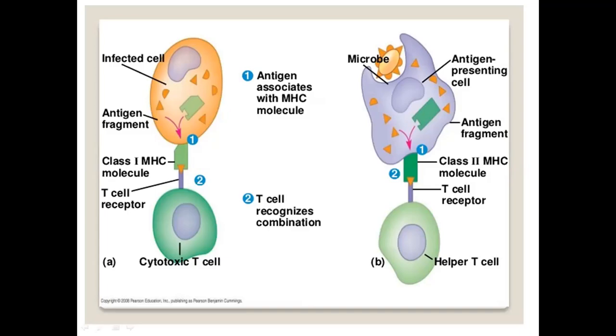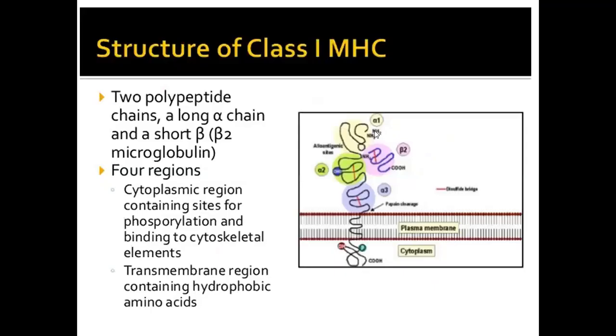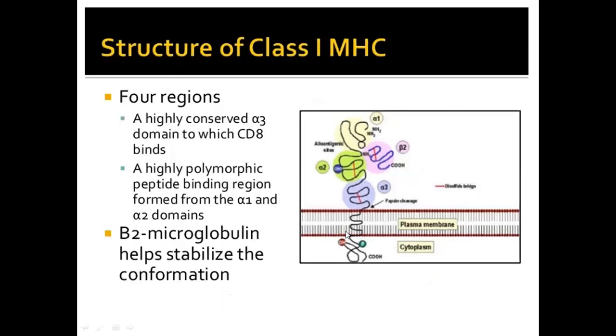This is the structure of the class 1 MHC molecule, which consists of two polypeptide chains, alpha and beta 2. There is a short cytoplasmic region containing the sites for phosphorylation and binding to the cytoskeletal elements. This is the transmembrane region, and the highly conserved alpha 3 domain to which CD8 binds. There is a highly polymorphic peptide binding region formed from alpha 1 and alpha 2, and beta 2 microglobulin helps in stabilizing the conformation.